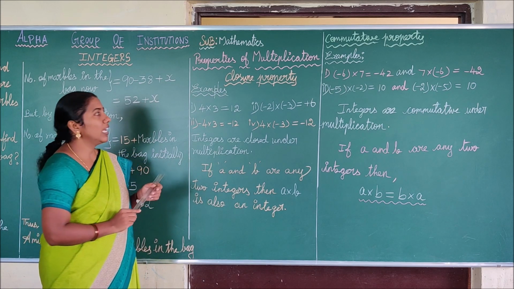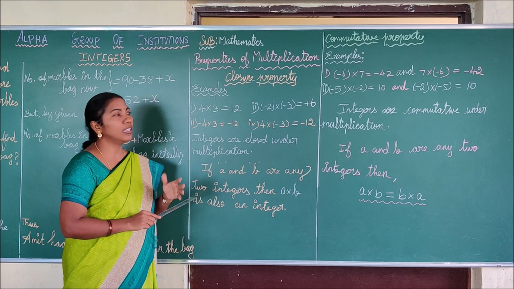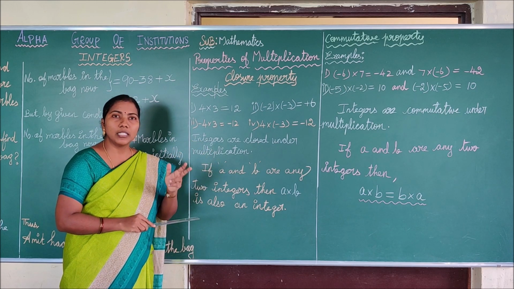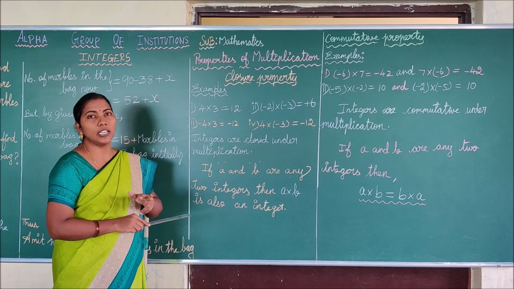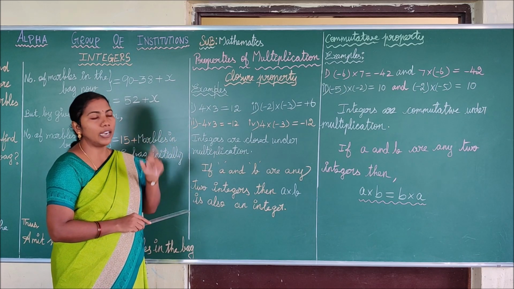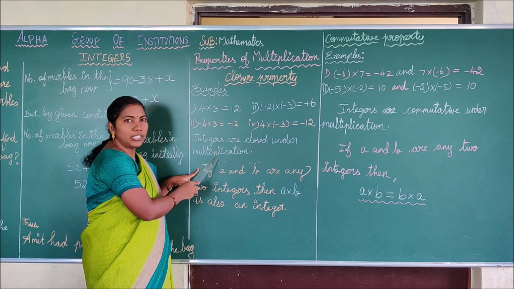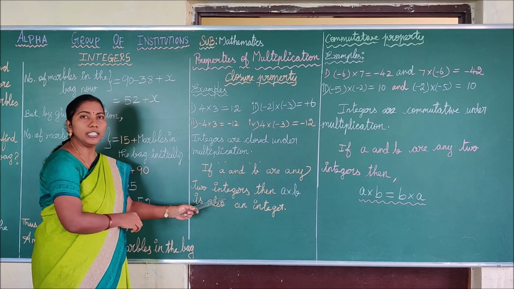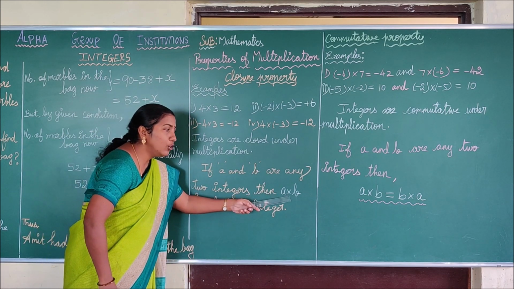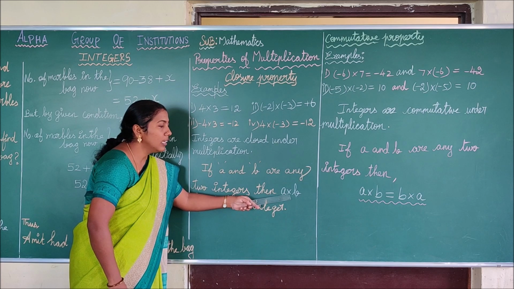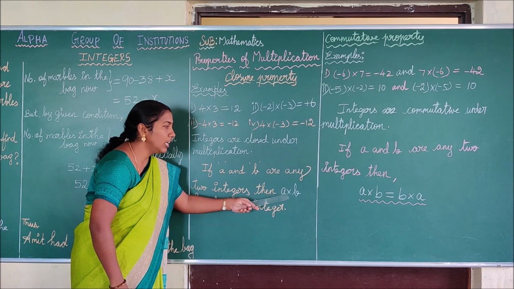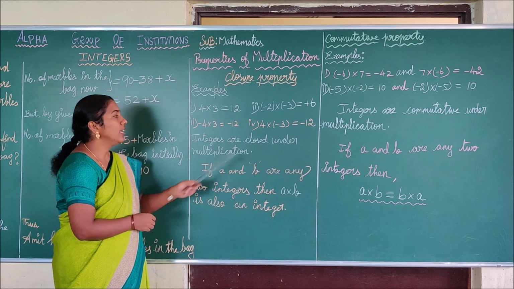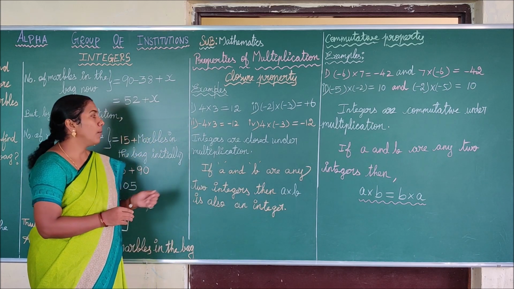It's clear, children. As we said for the operation addition, if a and b are any two integers, then a plus b is also an integer. In that case, the operation is addition. Here the operation is multiplication. Thus, we can say if a and b are any two integers, then a into b, and we have to note here the operation is multiplication, a into b is also an integer. Thus, we can say integers are closed under multiplication.